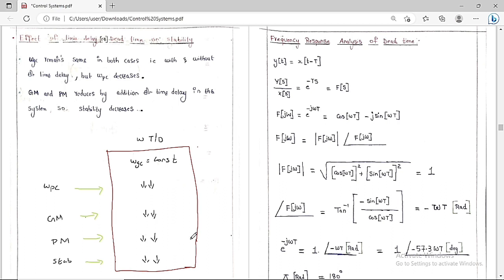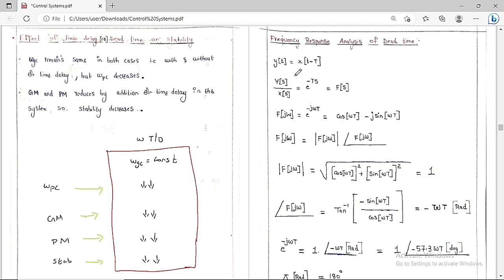So finally I can say, by introduction of the time delay circuit in the control system, the gain crossover frequency is going to remain the same, whereas the phase crossover frequency is going to decrease, and the gain margin is going to decrease, the phase margin is going to decrease, and the stability is also going to decrease. So these things you always have to keep in your mind.